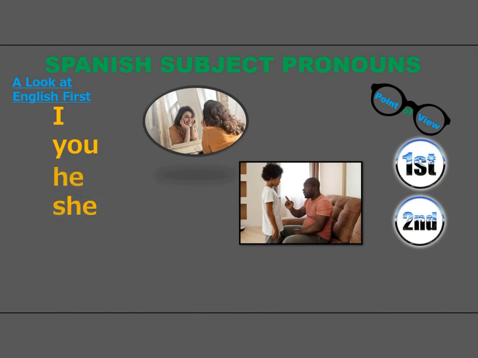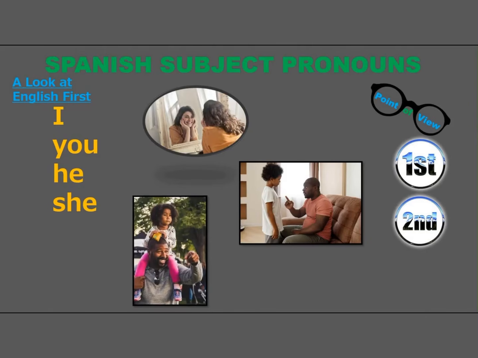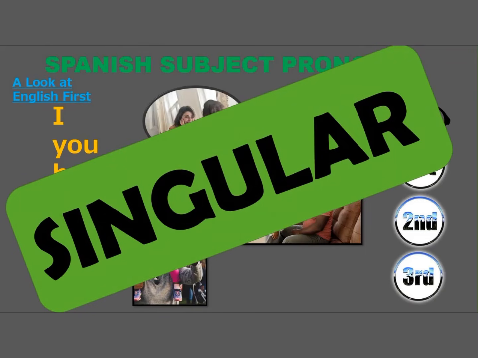What about he or she? When we talk about another person, we use he or she. He drives fast. She is very funny. The pronoun it also falls in this category. These pronouns are in the third person point of view. And all these pronouns are singular.